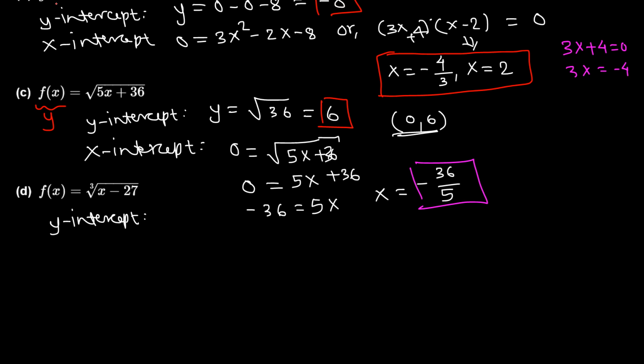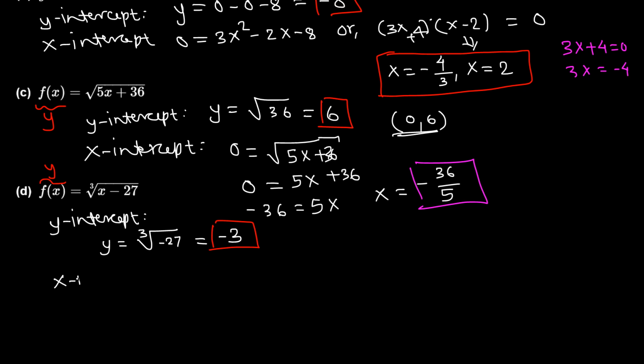Again, this f of x is the same as y. To find the y intercept we plug in x equals 0. So y equals the cube root of 0 minus 27, this is negative 27, and we know that the cube root of 27 is 3, and there is a negative, so it's negative 3. So the y intercept is negative 3.